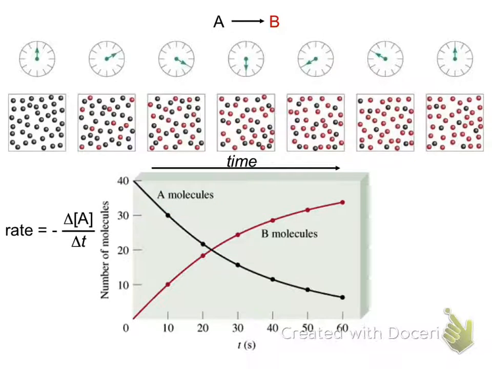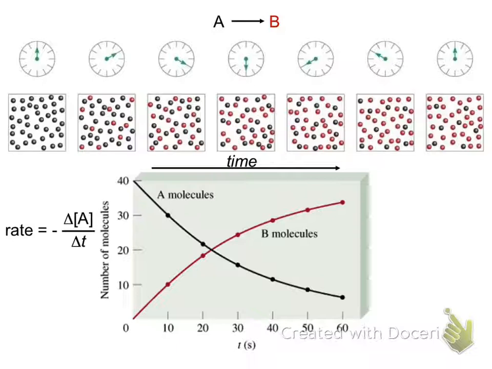We can find the rate at which A decreases. It's going to be this equation. The rate equals the opposite, or negative, delta A divided by delta T. And remember, delta means change. So the change in A divided by that change in time. Let's try to figure that out now for this particular reaction.